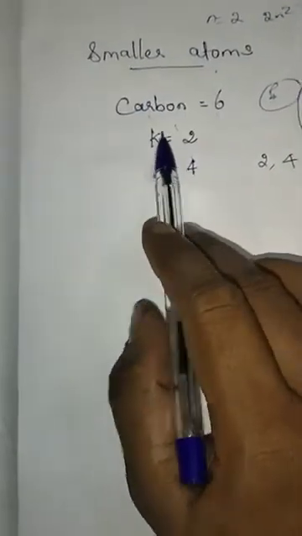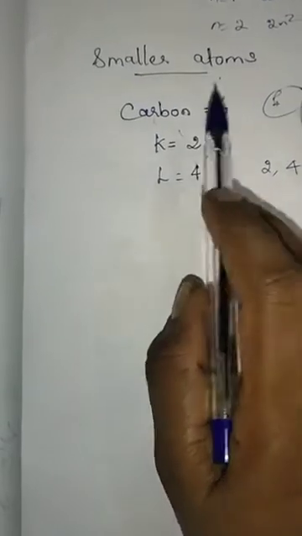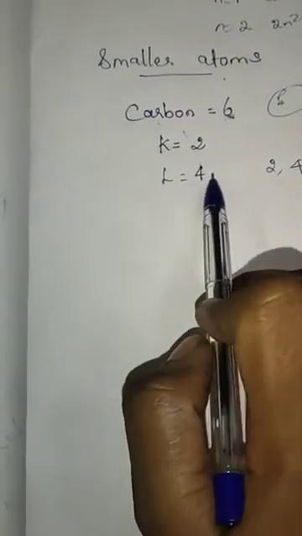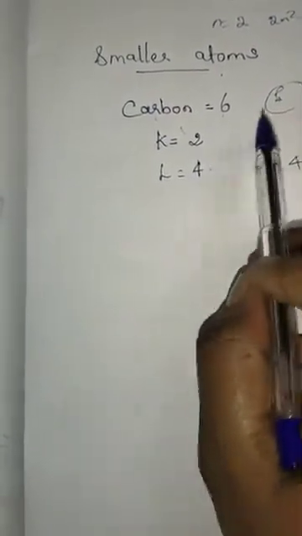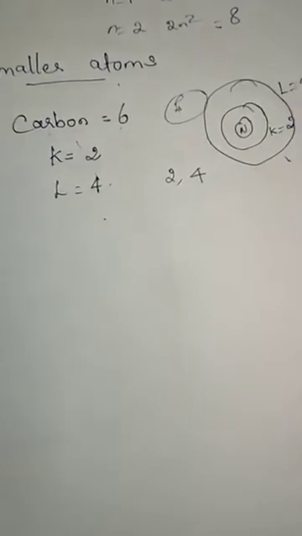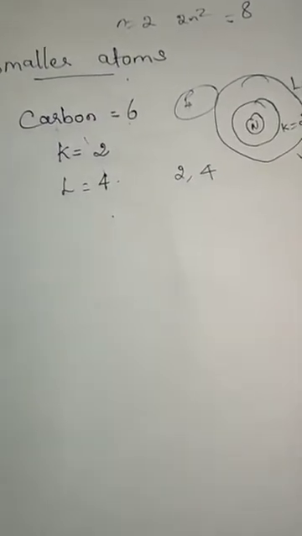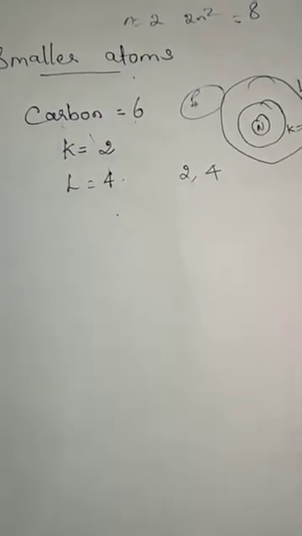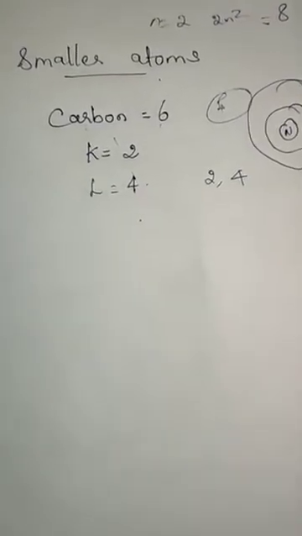Okay students, carbon's total number of electrons is 6. The first orbit can hold only 2 electrons, and the remaining 4 jump to the next energy level. It has the capacity to hold 8 electrons, but only 4 are available, so the remaining 4 occupy here. The maximum number of electrons that a shell can accommodate is given by the 2n square formula.